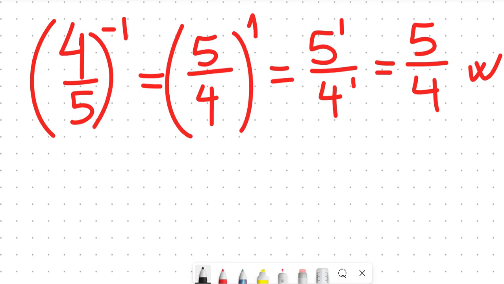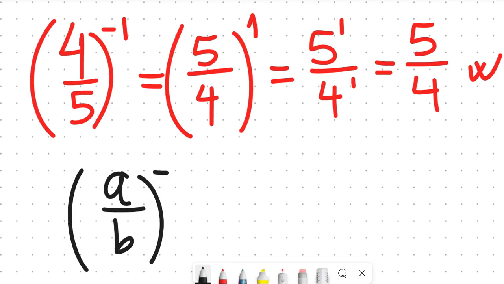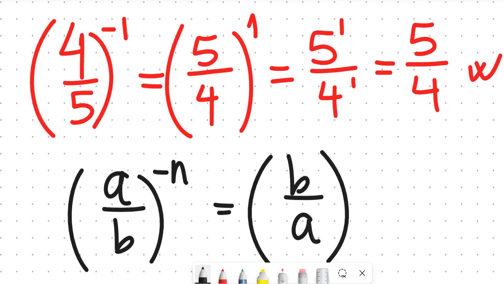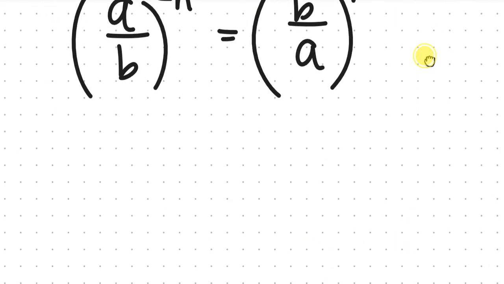You can write this as a formula. If you have a over b to the power of negative n, flip your a and b, make it b over a, and the exponent becomes positive. So it's now to the power of n. Excellent. Let us move on to the next topic. Actually, let us do some practice questions before we move on to the next topic.